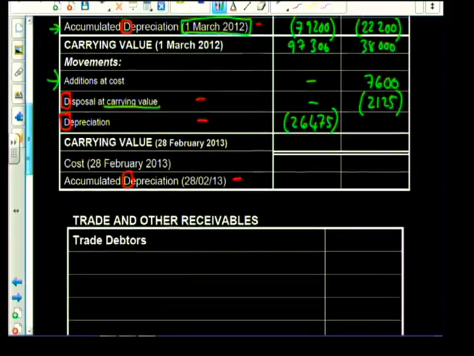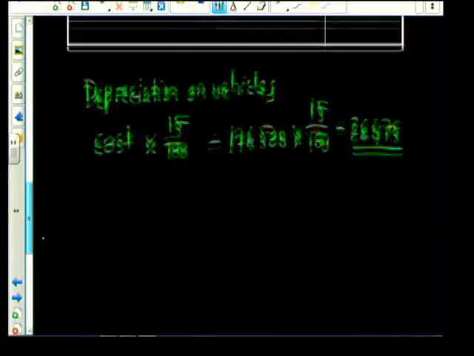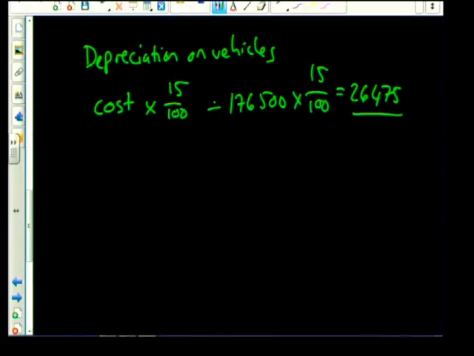We also need to calculate for our equipment. We need to do a calculation on the old equipment that we had together with the additional equipment that we've purchased. So we purchased additional equipment of 7,600 Rand. So what we need to do is we need to do two separate calculations. So I'll do it in a different color here. Depreciation on equipment.